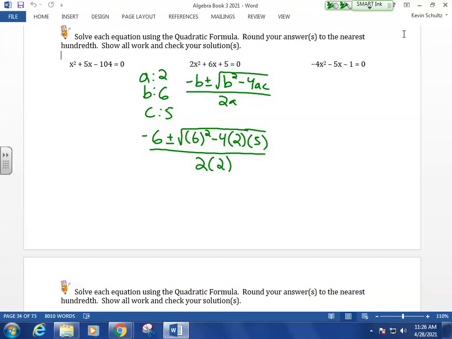The first step is just plug the numbers in. Replace b with b, replace a with a, replace c with c, plug it all in. Now we start to simplify, and again, we're going to simplify just the root. We're not going to take the whole thing at once, okay? We're going to take it piece by piece here. So that negative 6 plus or minus the root, 6 squared minus 4 times 2 times 5, 6 squared is 36. We get 20 times 2.